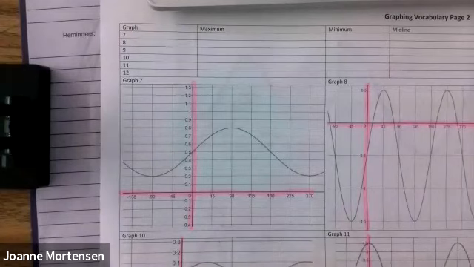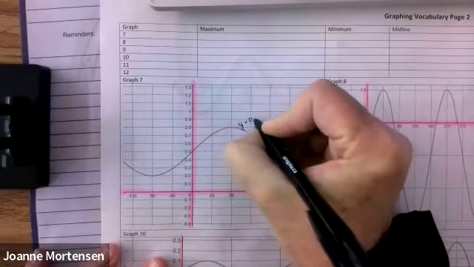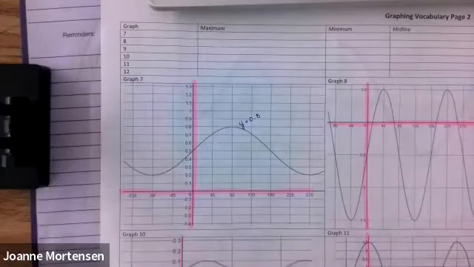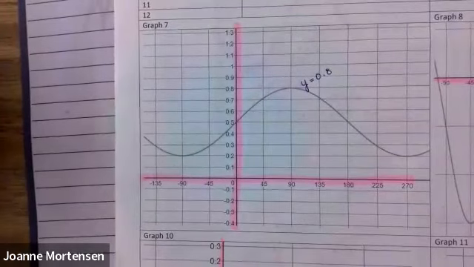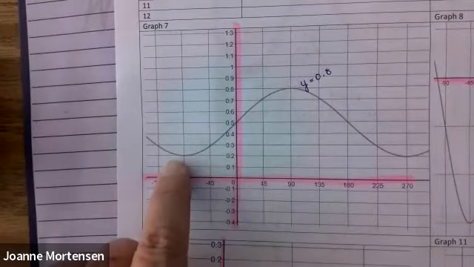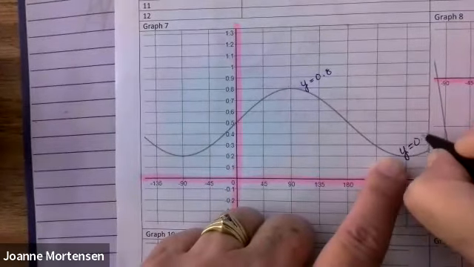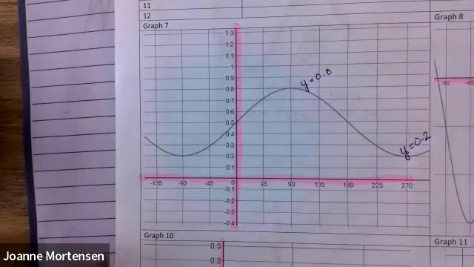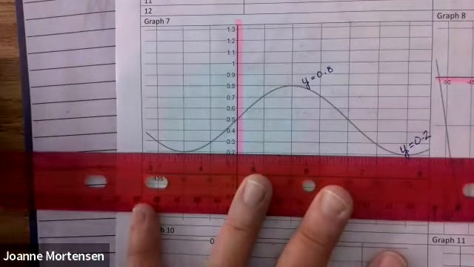All right. Okay. So maximum, how high does it go? Oh, look how it's all numbered off for us. So y is equal to 0.8. Your maximums and minimums and midlines, we're all going to say y equals something. And then my minimum is down here. Y is equal to 0.2. And then the middle, you'll see in a minute.